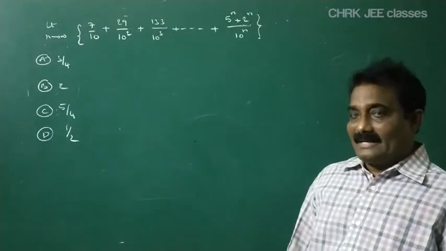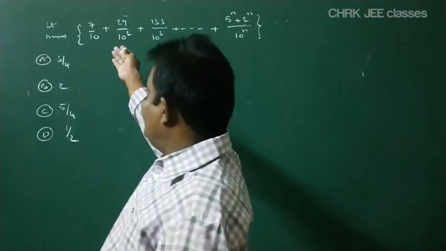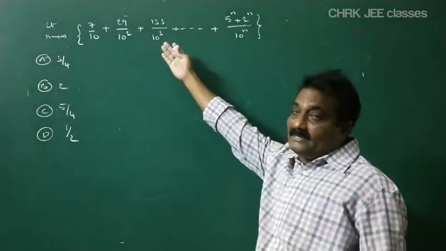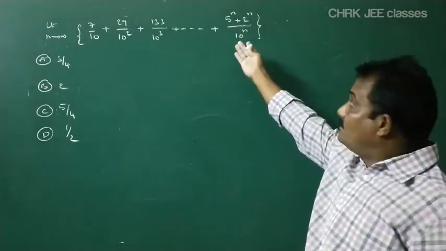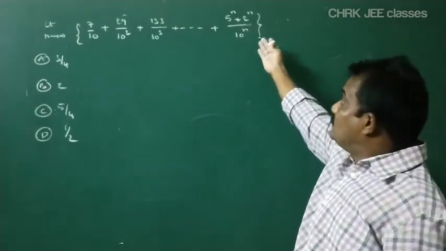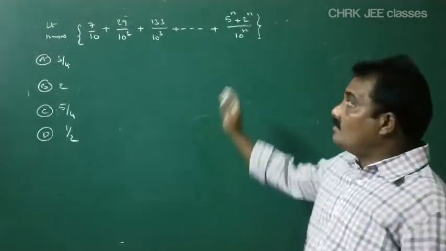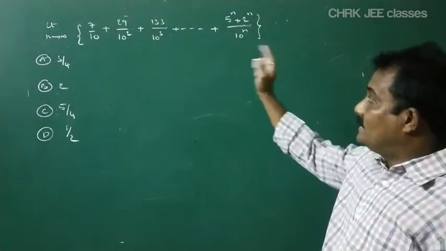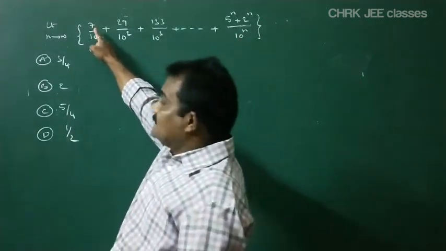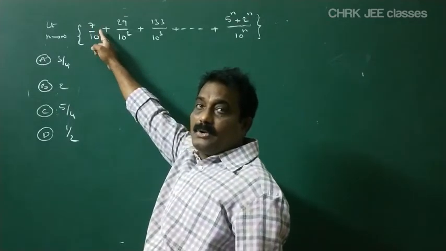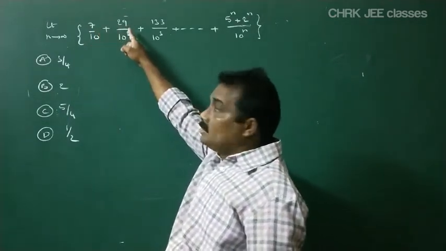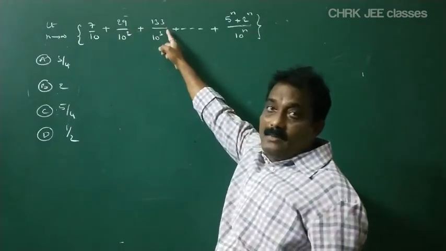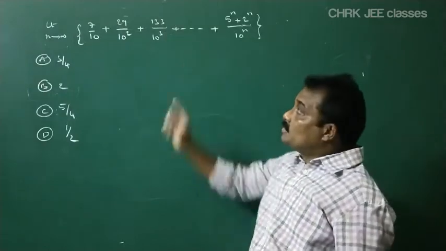Now we are going into another example. Limit n tends to infinity 7 by 10 plus 29 by 10 square plus 133 by 10 cube plus so on plus 5 to the power of n plus 2 to the power of n by 10 to the power of n. We have to find the value of this one. The options are like that. Now by observing these, 7 is in the form of 5 plus 2, 5 to the power of 1 plus 2 to the power of 1. 29 is in the form of 5 square plus 2 square. 133 is in the form of 5 cube plus 2 cube.